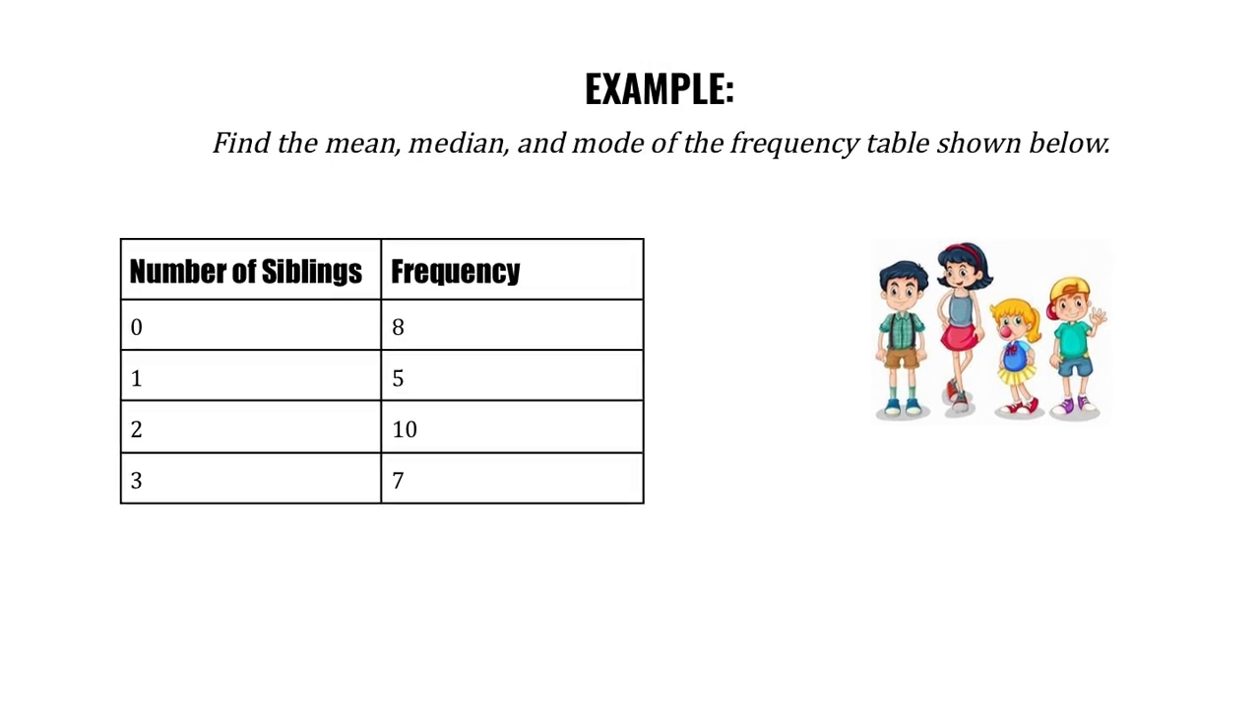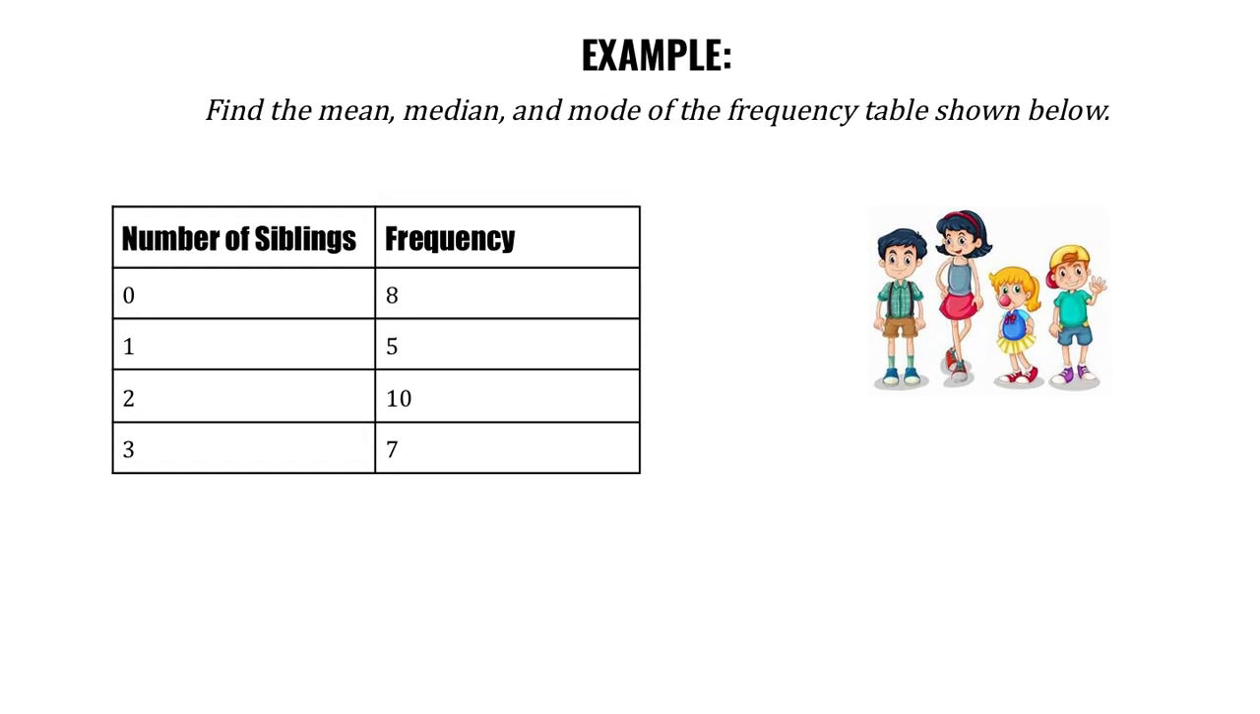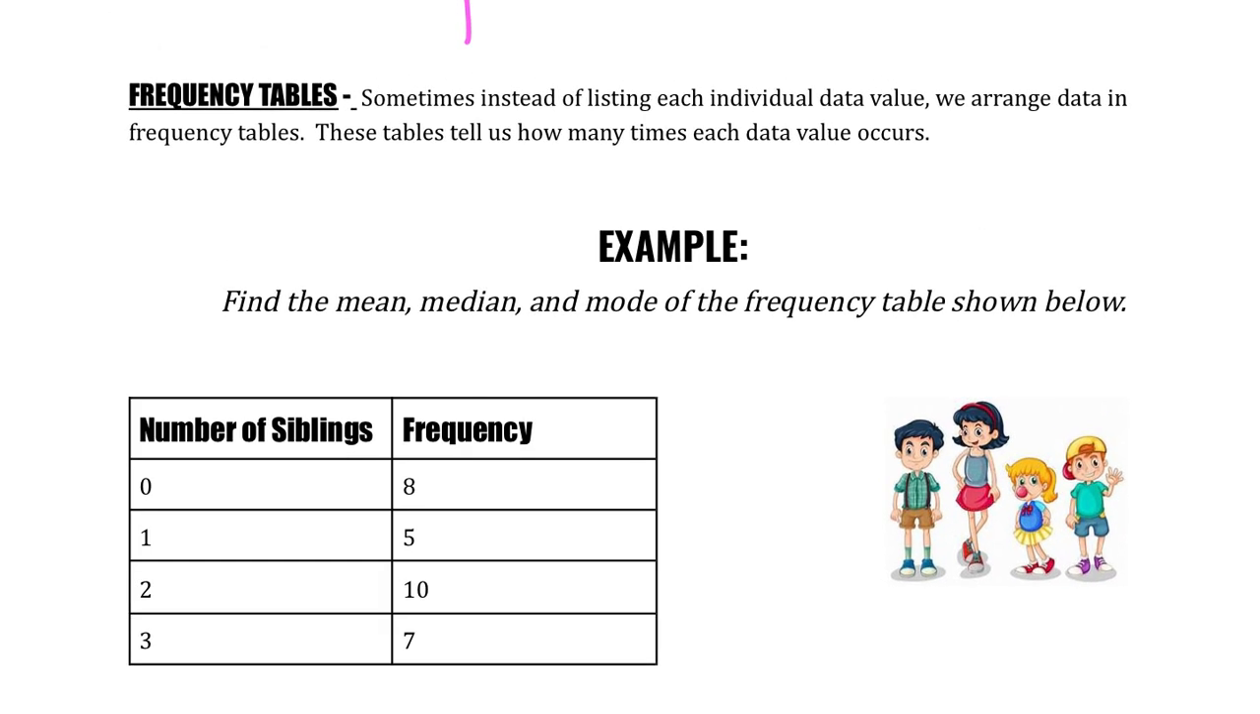To find the mean, median, and mode of frequency tables, the process is a little bit different. A frequency table, instead of listing out all of the individual data values, is arranged in this way because it saves some room and some time. So this first row, for example, means that 8 students have 0 siblings. So 8 people have no brothers or sisters. Then the next row means that 5 have 1 sibling, etc.